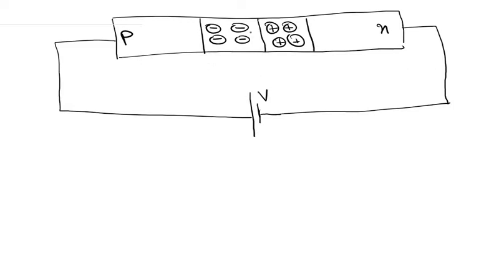Now, since the rate of diffusion of electrons from the N side to the P side increases with the applied voltage, and since the rate of diffusion of holes from the P side to the N side increases with the applied voltage, this builds up excess concentration of holes at the N side and excess concentration of electrons at the P side. Let me repeat this again.